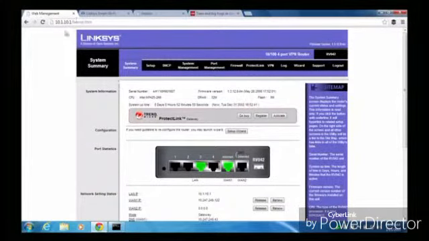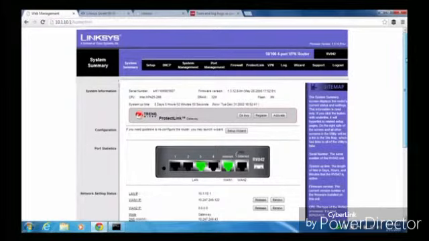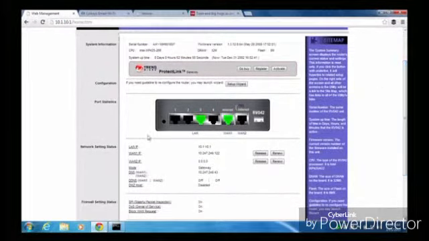Right now I'm sitting at a Windows 7 computer, and this is connected to my lab network. My lab network is on the 10.1.10 scheme, and the internal IP address of this router is 10.1.10.1. If we scroll down, we can see the LAN IP for this is 10.1.10.1, and the WAN IP for this is 10.247.249.122.